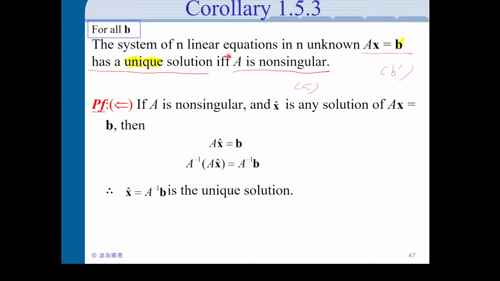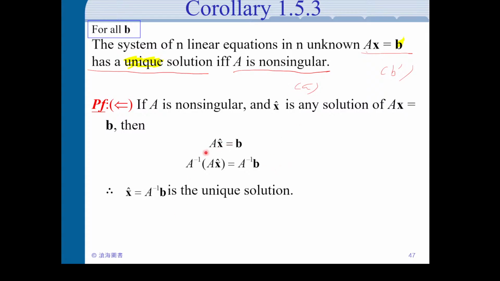And so this A is non-singular is like statement A from the theorem we just proved, and Ax = b has a unique solution is like the statement B of the previous statement. Okay, and there are two directions we need to prove, so we have if and only if. So we need to prove that this statement implies this statement. Okay.